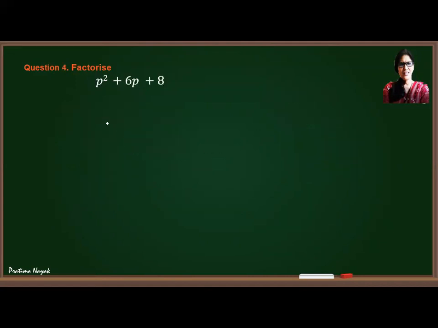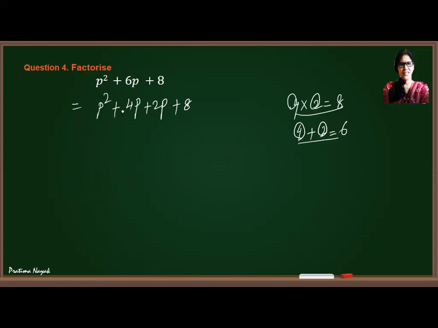Question number 4. P square plus 6p plus 8. This is a very simple question. What is multiplied to give 8 and what same thing you have to add to give 6? This is certainly 4 into 2. So p square plus 6p plus 8 is equal to p square plus 4p plus 2p plus 8. 4 times 2 is 8, and 4 plus 2 is 6.